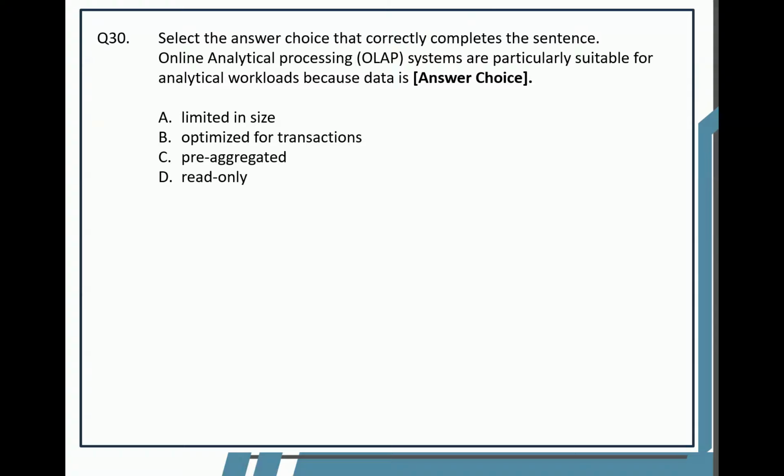As I mentioned previously, OLAP systems are used for analytical workloads, which includes reporting, business intelligence, and multidimensional analysis. That means data is often pre-aggregated to speed up queries. Optimized for transactions describes OLTP, not OLAP. OLAP systems are designed for large data sets, not limited ones. So option A, limited in size, is factually invalid. And while OLAP data may often be read heavy, the defining feature is pre-aggregation, not just being read only.